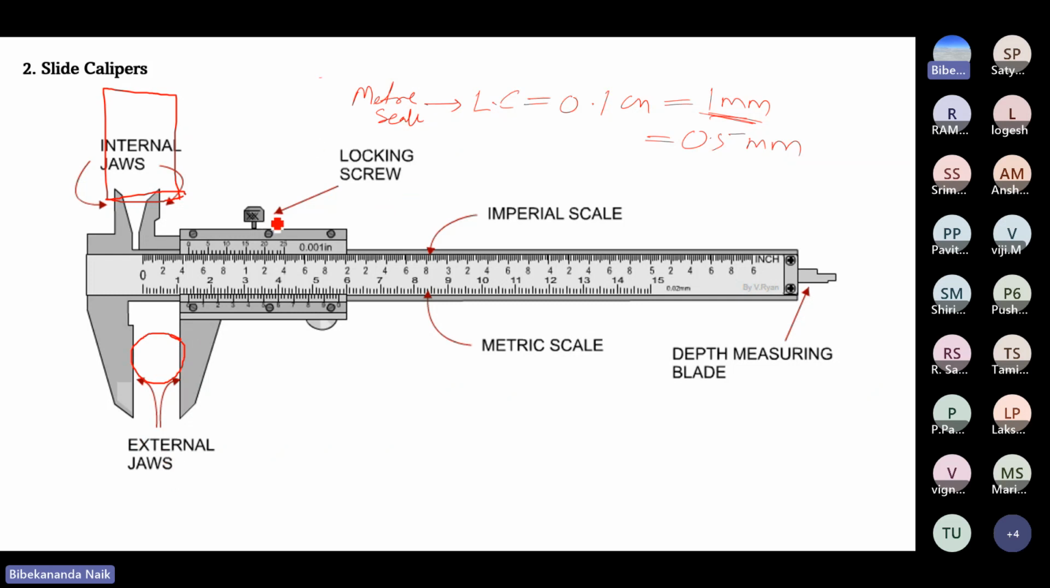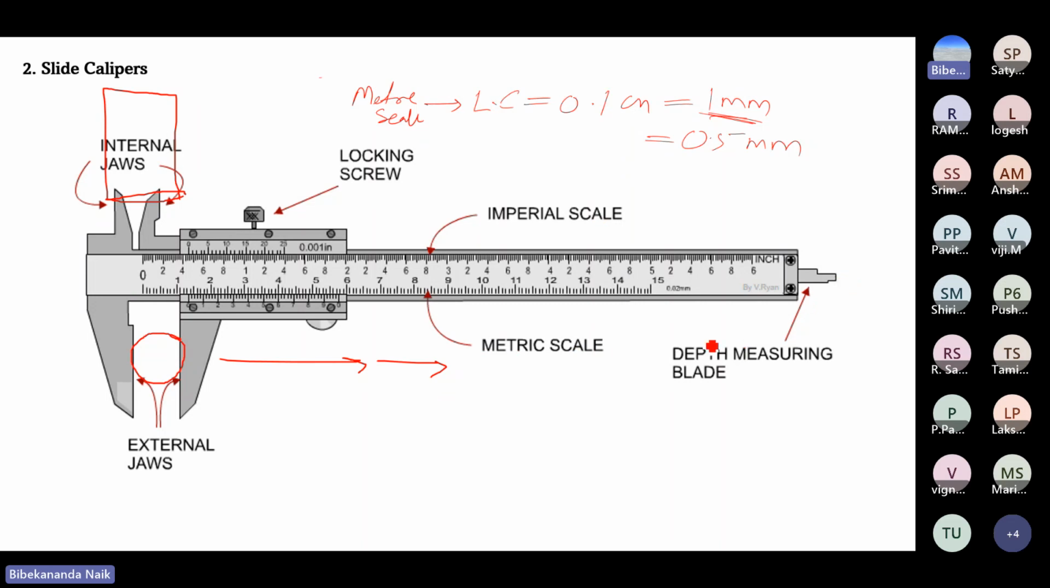And this is a locking screw. Since we will be sliding this towards this side when we are measuring something, this locking screw is used to tighten that measurement point. And there are two scales here. One is in inch and another in centimeter. So inches and feet are called imperial scale, and meter, centimeter are called metric scale.